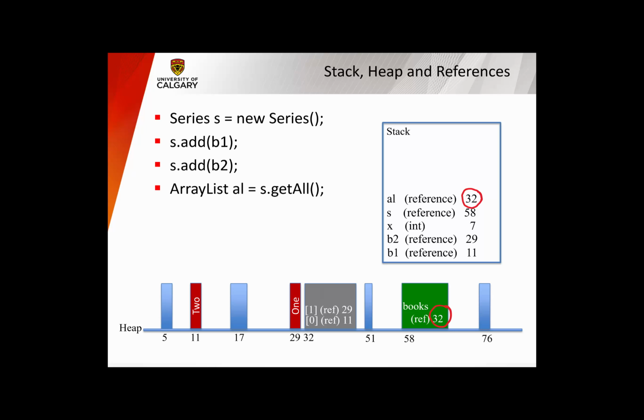So this here is known as a privacy leak. Notice that I have an object sitting inside of my series class, which has a reference at 32, but somebody outside, namely on the stack, also has a reference to exactly the same object. But I meant it to be private. Okay, those books, that list of books was meant to be private. So this is another way of looking at it. I have a privacy leak. Somebody else has a reference to my private data.